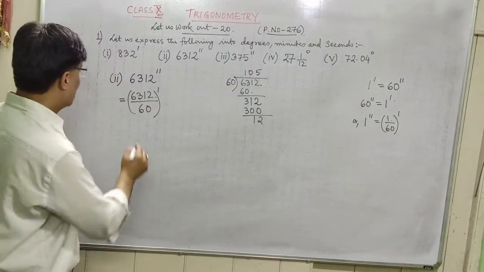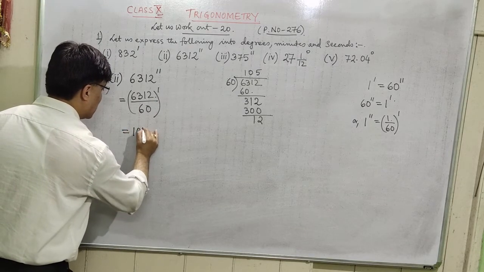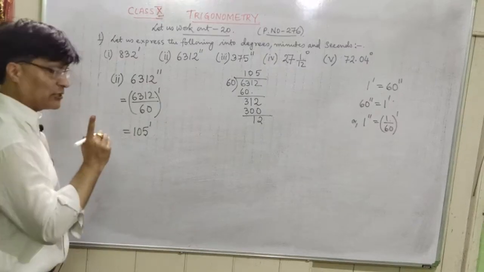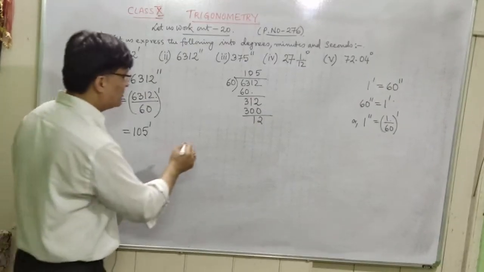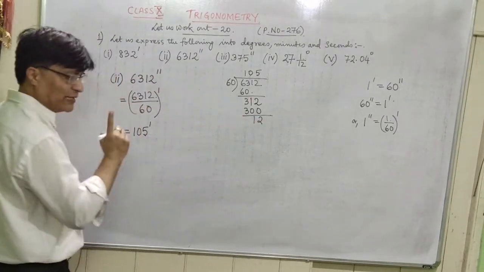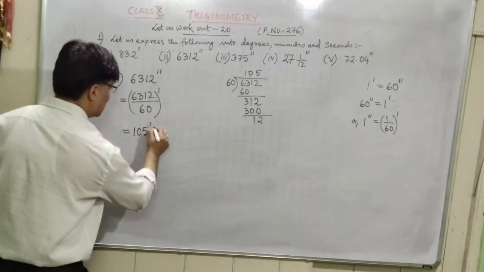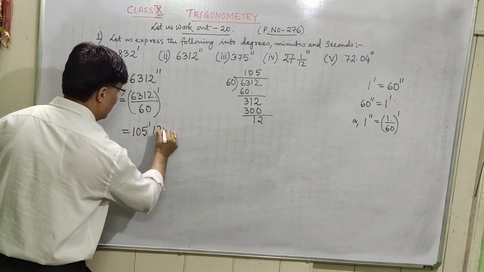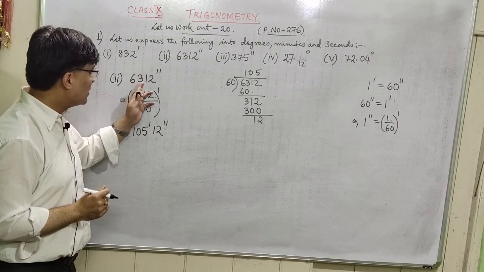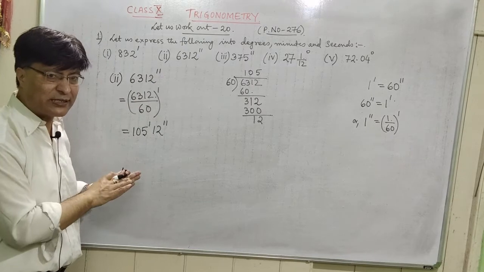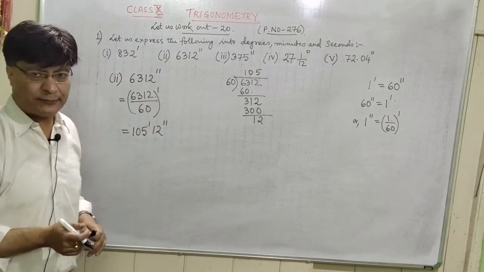So which is equal to, now it is 105 minutes. And this remainder will be your seconds. Is that clear? This remainder will be what? Seconds. So this is 12 seconds. So this 6312 seconds is converted into minutes and seconds. That is 105 minutes 12 seconds.